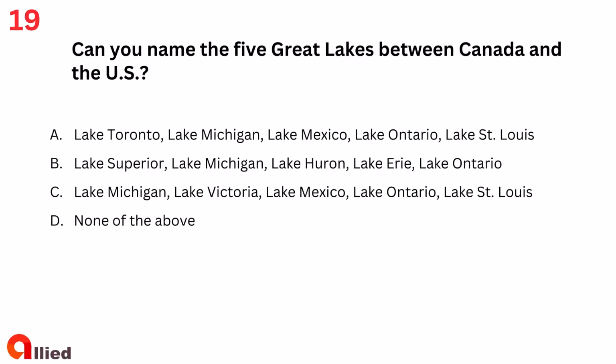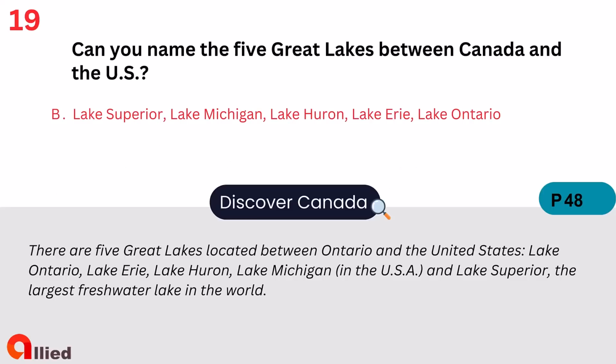Question 19. Can you name the 5 Great Lakes between Canada and the U.S.? A. Lake Toronto, Lake Michigan, Lake Mexico, Lake Ontario, Lake St. Louis. B. Lake Superior, Lake Michigan, Lake Huron, Lake Erie, Lake Ontario. C. Lake Michigan, Lake Victoria, Lake Mexico, Lake Ontario, Lake St. Louis. D. None of the above. The answer is B. Lake Superior, Lake Michigan, Lake Huron, Lake Erie, Lake Ontario.